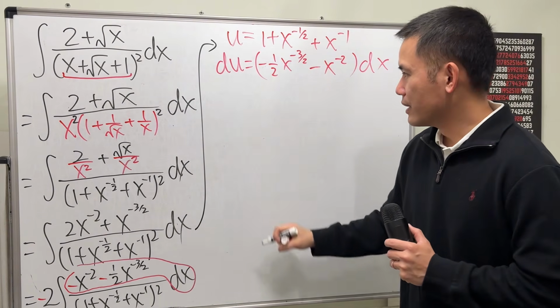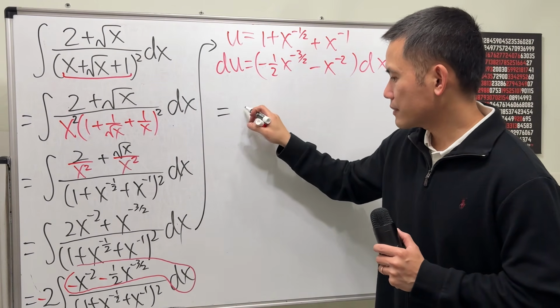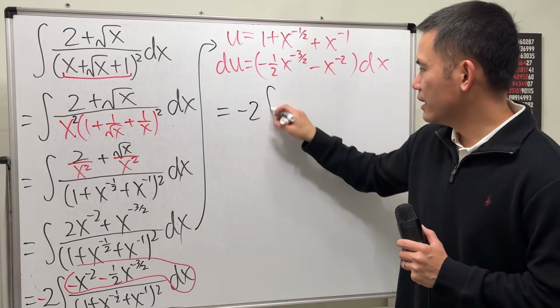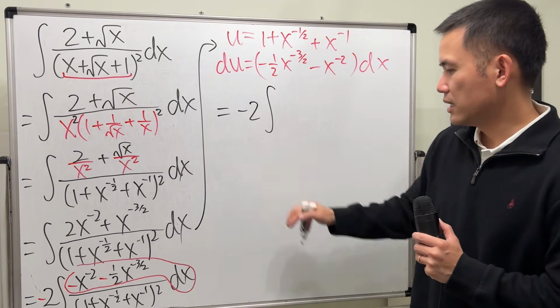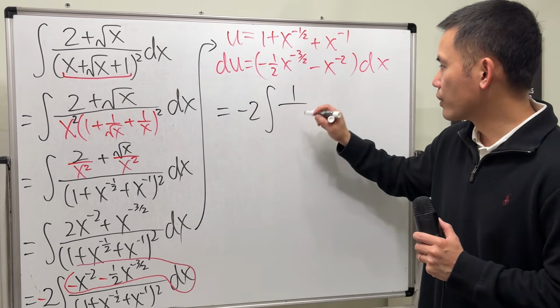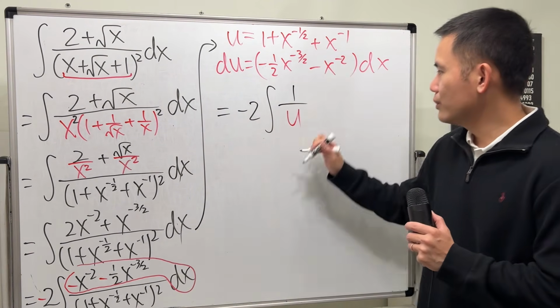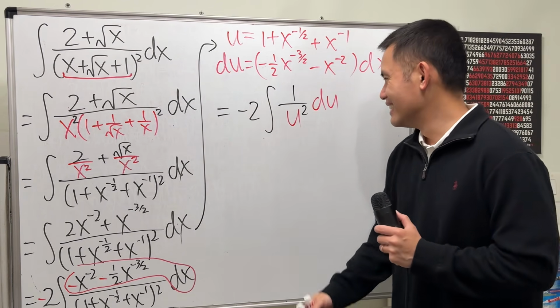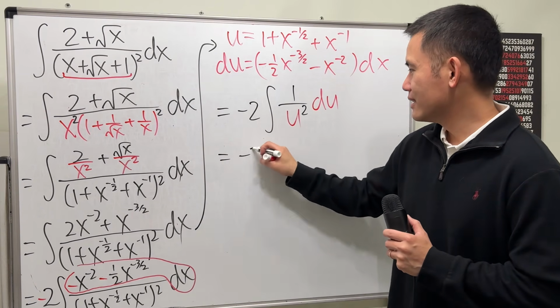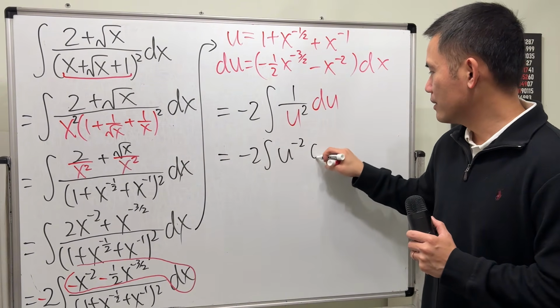So as you can see, all that stuff right here is exactly what we have for the du. So we will have negative 2 all the way in the front, integrating. So all that is du, we have the negative here already, and we just have 1 over the inside, which is u, squared, and we have the du on the side. Yeah, just like that.